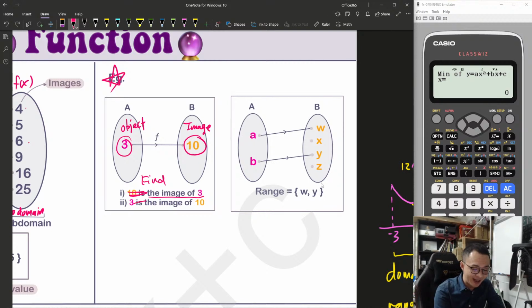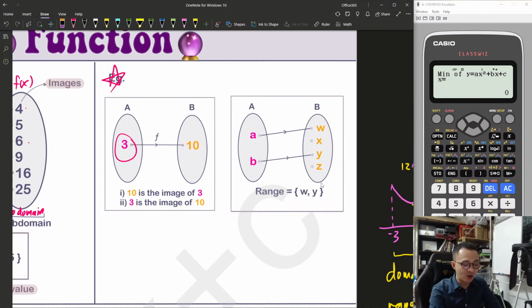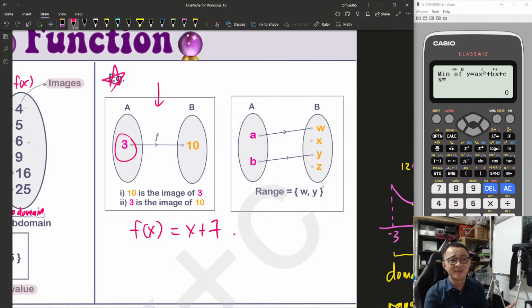Same idea, if they ask you to find the image of 10, this image is 10, right? You want to find the object already, and your object will be 3. But what I want to say is not only this. For example, if I have f(x) equals x plus 7, in fact I write the equation because sometimes in the exam they will ask you to write the function for this diagram. Then it's x plus 7, because you can see when f(3) I get 3 plus 7, I will get 10.